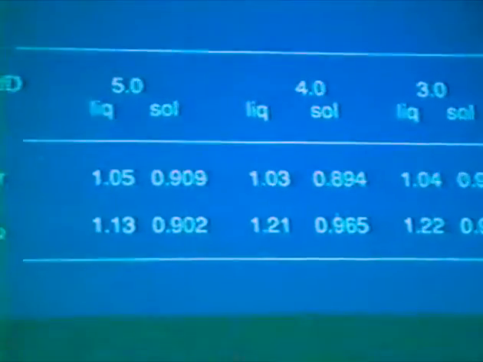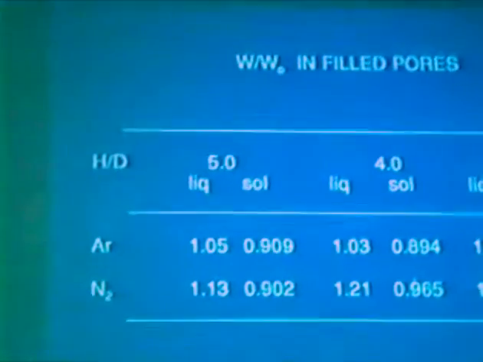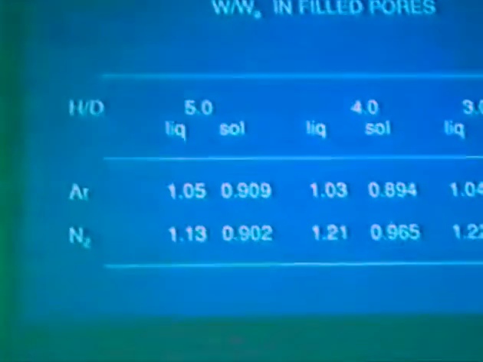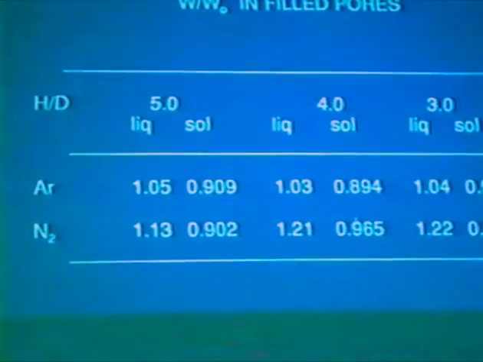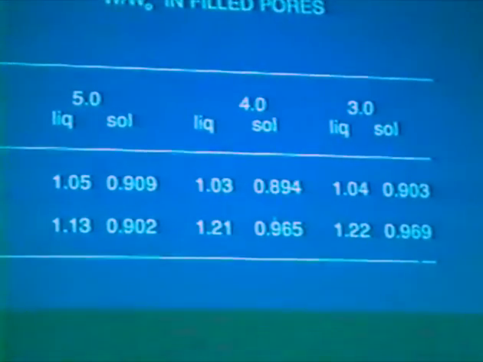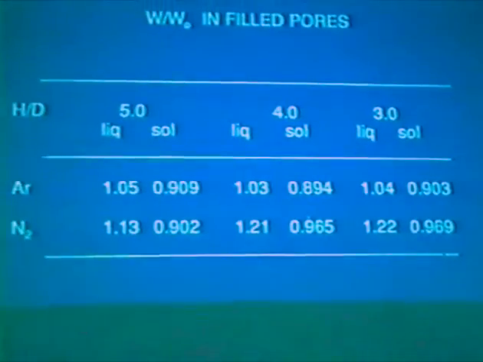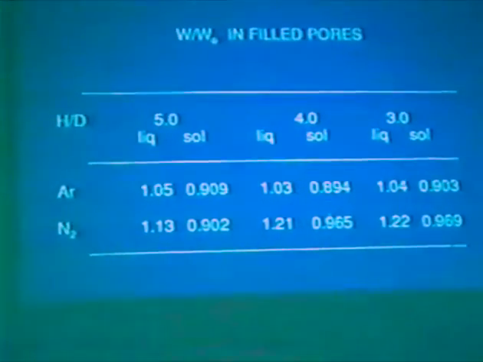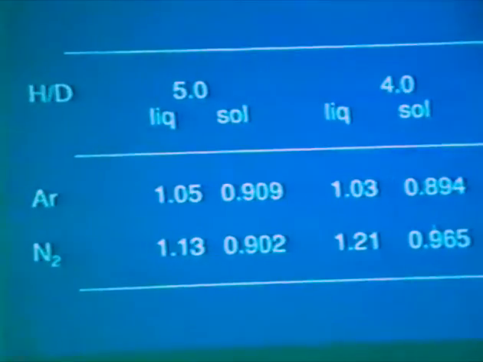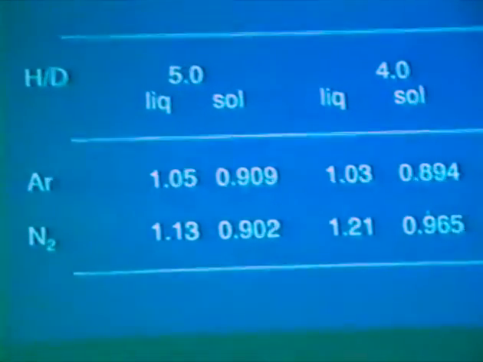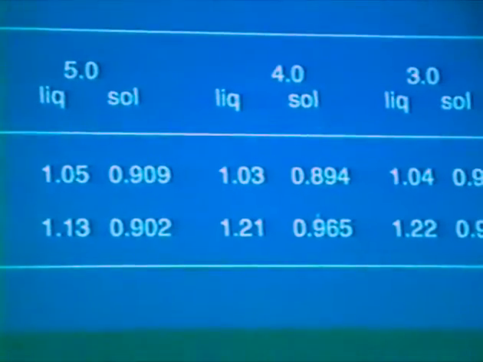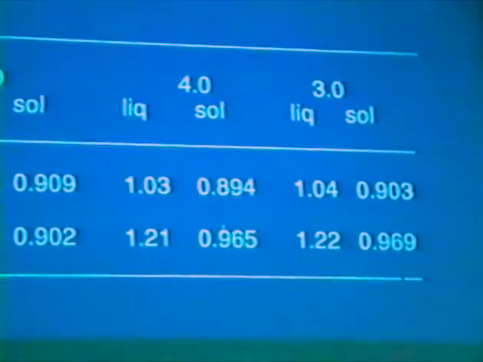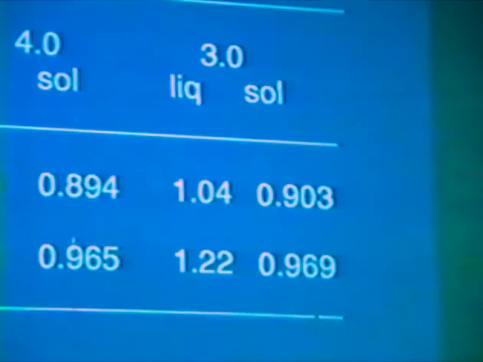And I've compared the filling in the filled pores for the different pore sizes here, and you can see that neither the liquid state nor the solid state is really an entirely satisfactory model. The filling is much greater than the liquid state, but rather less than the solid state. And there is some dependency on pore size, as Hensing was mentioning earlier in his talk.